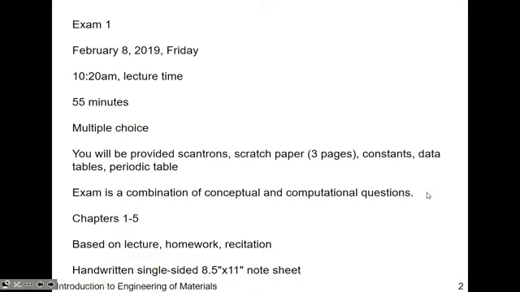So, yes, Kevin? Just to clarify, we're taking the exams right here in this room. You show up to class as usual. Bring a pencil, though, because it's Scantron based. So do bring a pencil.